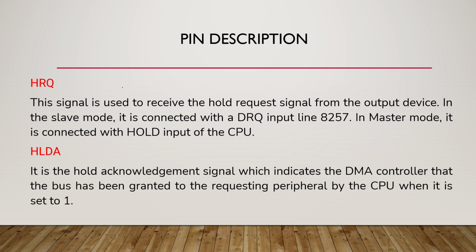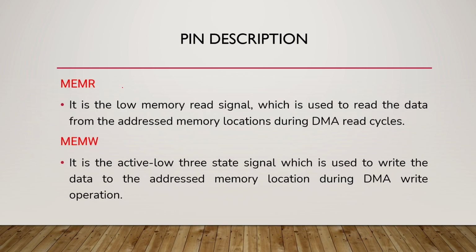As I told already, this signal is used by the DMA controller to request the bus from the processor. This signal is used to receive the hold request signal from the output device. And hold acknowledge is generated by the processor to the DMA controller. It is an acknowledgement signal which indicates to the DMA controller that the bus has been granted to the requesting peripheral by the CPU when it is set to 1. That is the hold acknowledgement signal.